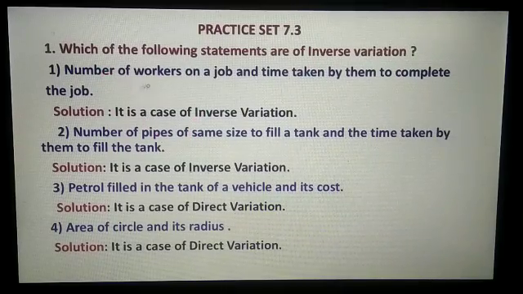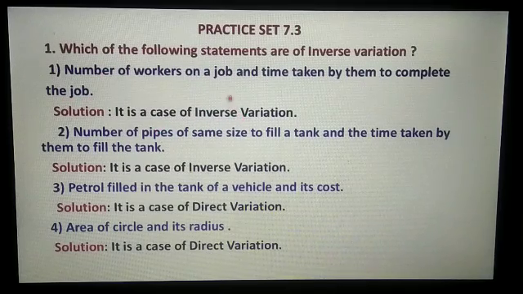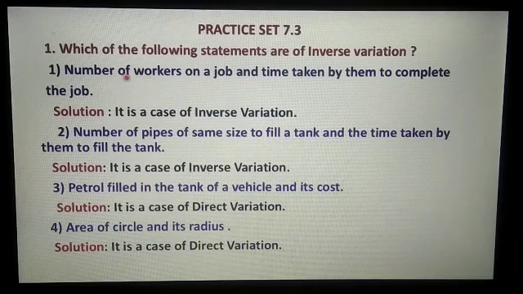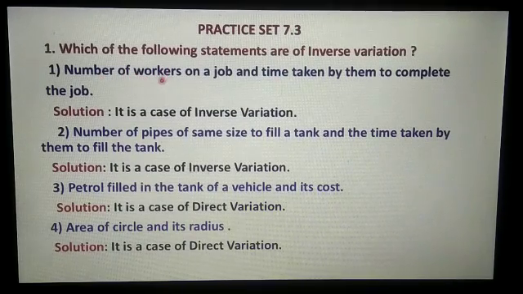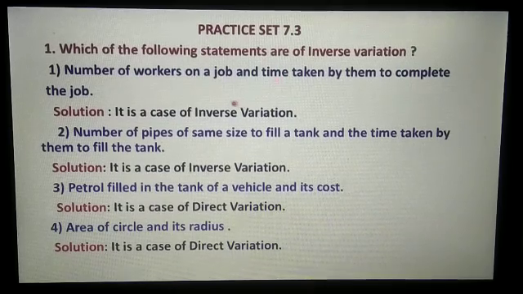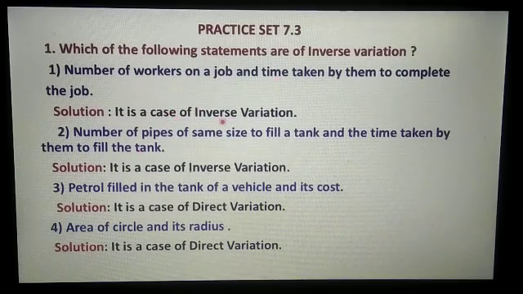Let's see. Number of workers on a job and the time taken by them to complete the job. Okay. So it is a case of inverse variation. Why? If a particular job has to be done in a particular time, then as you get more workers to do the same job, the time required will be less, and if there are fewer workers to do that job, the time required will be more. So in such a case it is inverse variation.